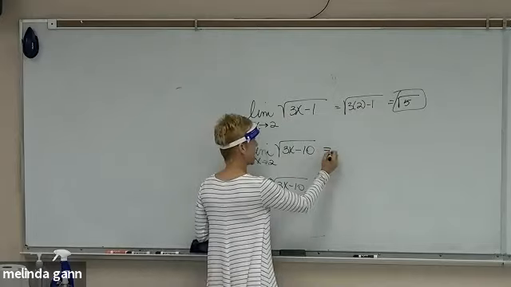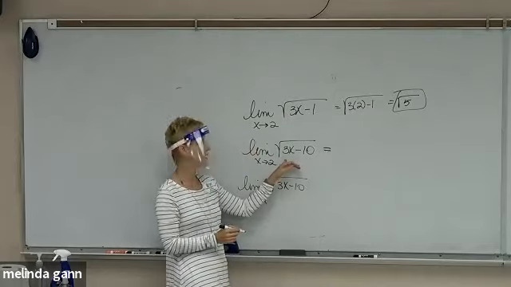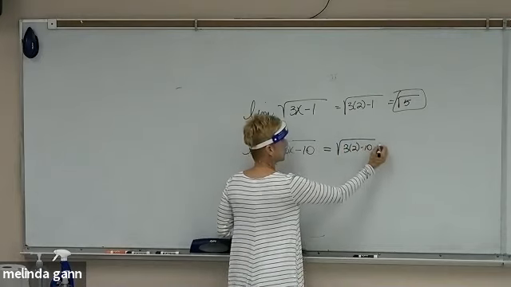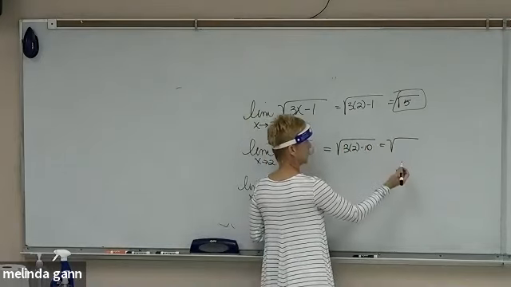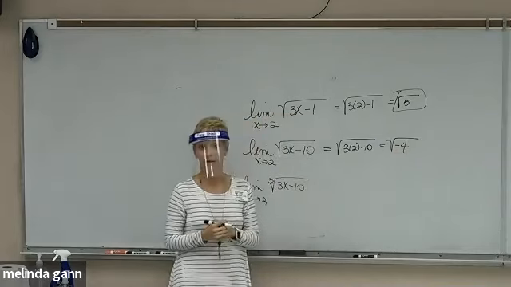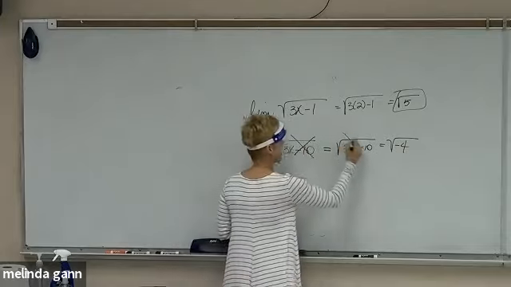But down here, I'm going to be in trouble. Why am I going to be in trouble when I try to do it here? Because I'm going to end up with the square root of a -4, and that's not a real number answer. So I cannot do that. That is not allowed.